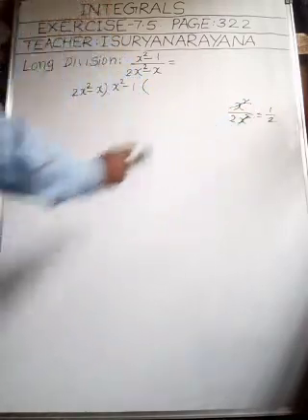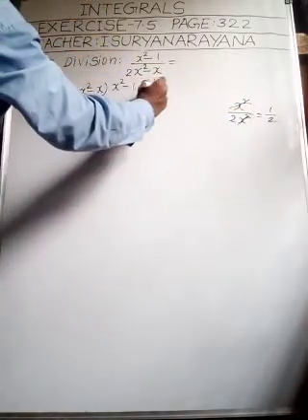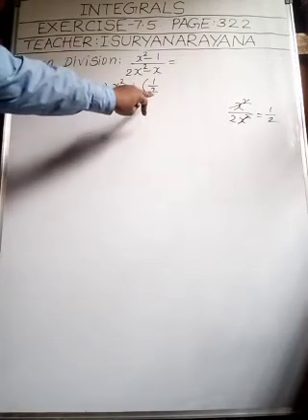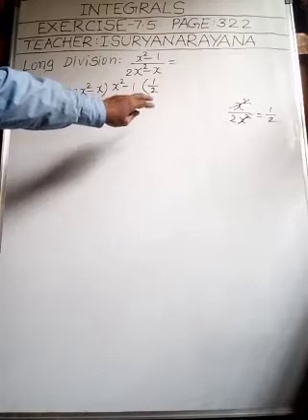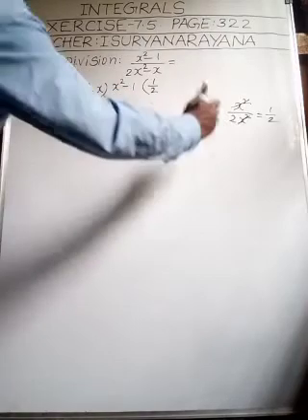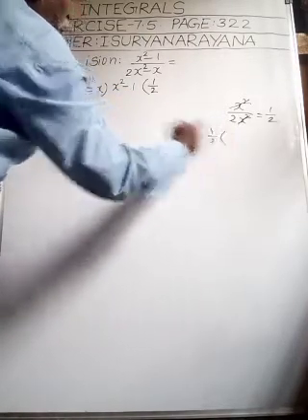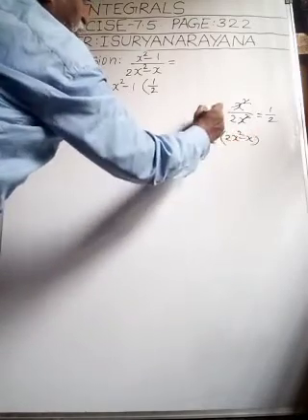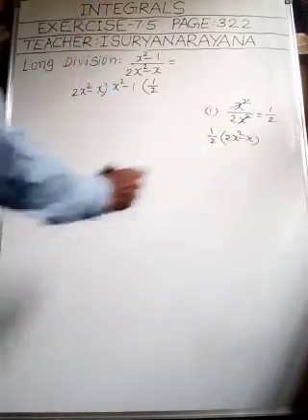What do you get here? 1 by 2. We write the 1 by 2 as the first term of this quotient. Okay, my children, 1 by 2. So we multiply 1 by 2 into 2x square minus x.